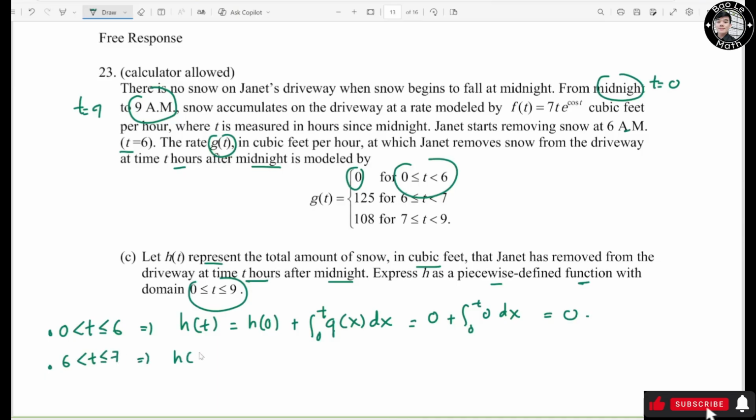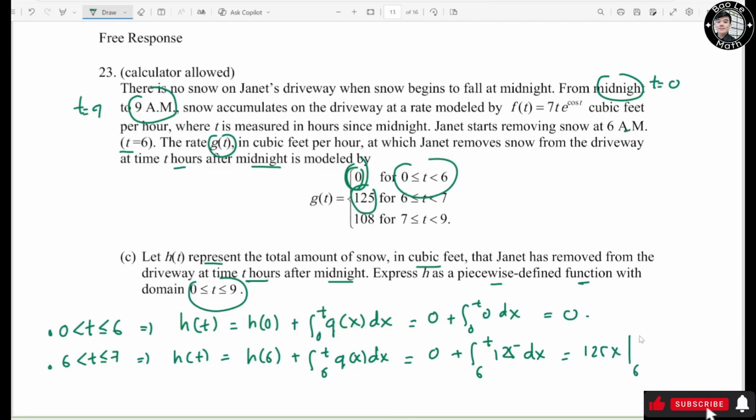So, h of t equals h of 6 plus the integral from 6 to t of g of s ds, right? 0 plus the integral from 6 to t of 125 ds, right? So it's going to be 125 s evaluated from 6 to t, right? So it's going to be 125 times (t minus 6).